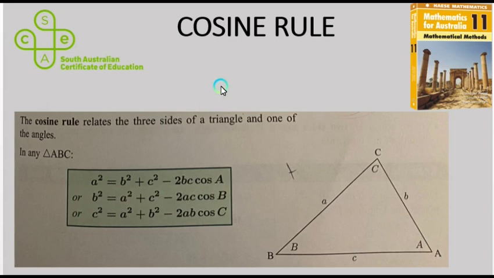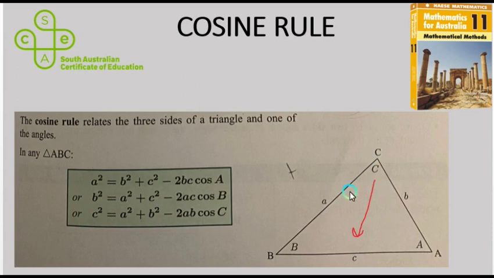Okay, so this is the topic of South Australian Certificate of Education, SACE, and the cosine rule, a subtopic of trigonometry. What the cosine rule states is, if we have a triangle ABC, the side opposite to vertex B is small b, the side opposite to vertex A is small a, and similarly the side opposite to vertex C is small c.